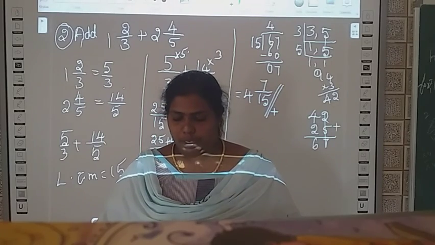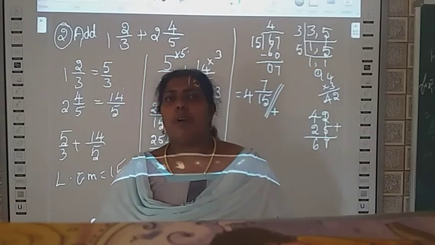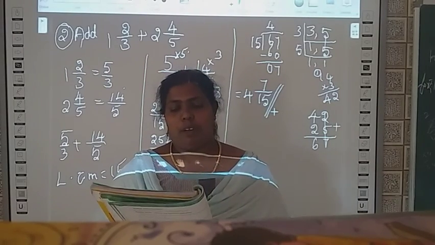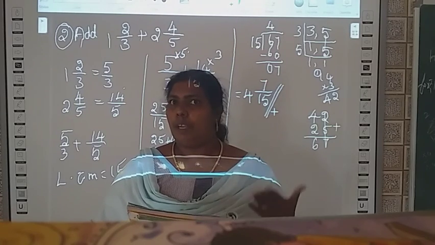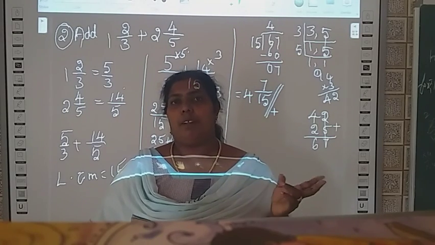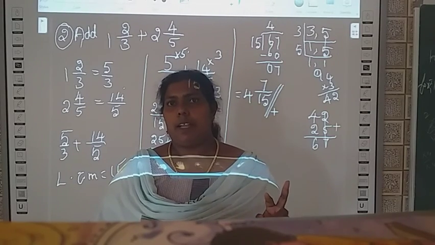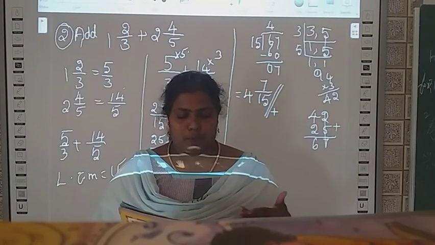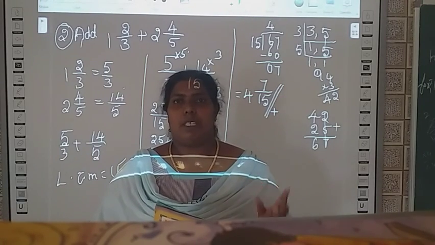Yes. Now your homework is page number 79, exercise 6.4. That is your homework. The first one, add the following unlike fractions. First we have to find the LCM and make the denominator equal. After that you have to add the fractions, right? Yes. The second one, add the following mixed fractions. You have to add the mixed fractions.